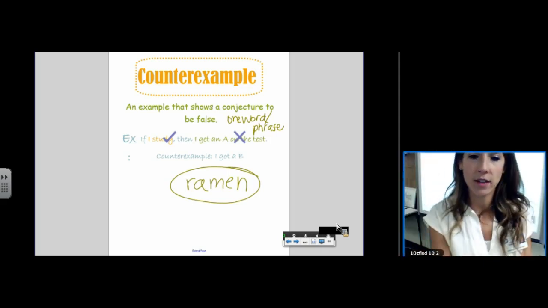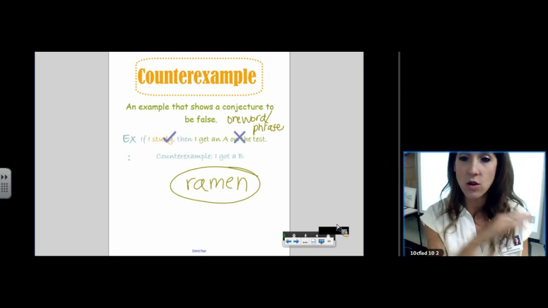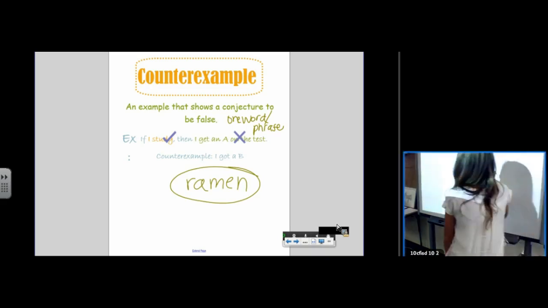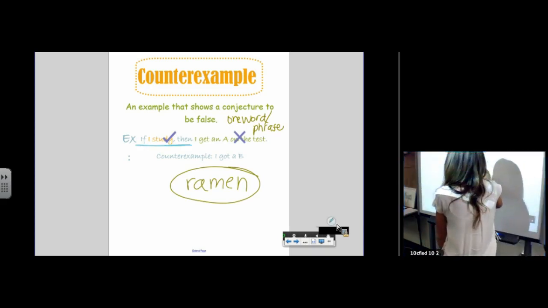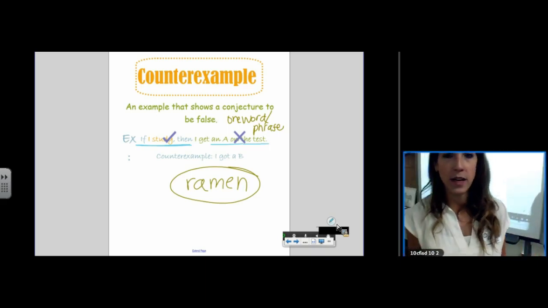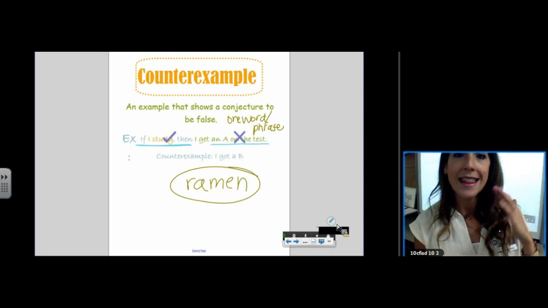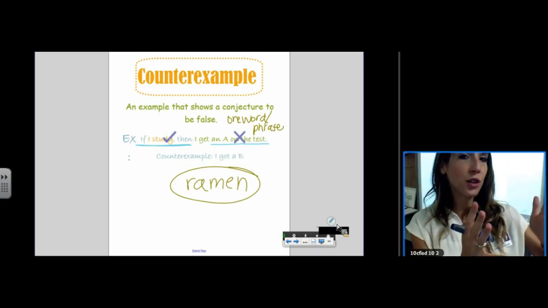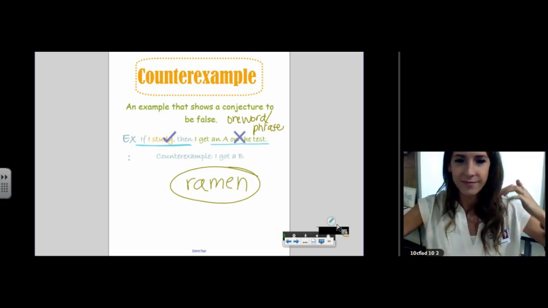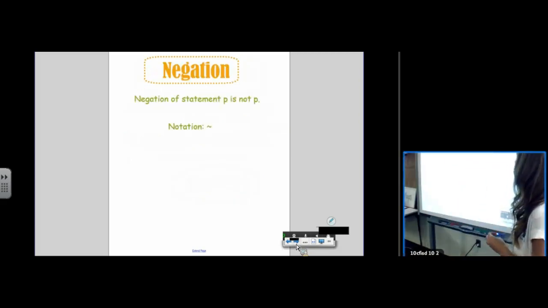Here's the deal about a counterexample, though. There's no notation. Good. No notation. The counterexample makes the hypothesis true, but the conclusion false. So let me use my example again. If I eat a red fruit, then I eat a strawberry. A blueberry is not a counterexample because you need the beginning to be true and the end to be false. Does that make sense? We'll play more with counterexample later, okay?